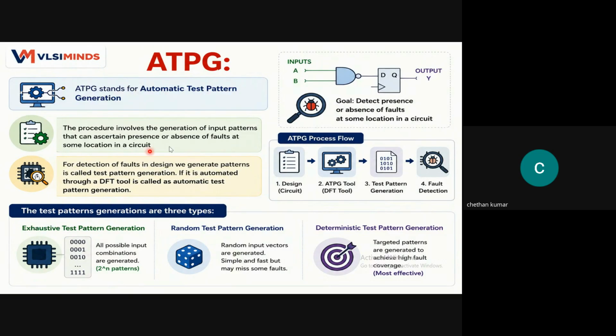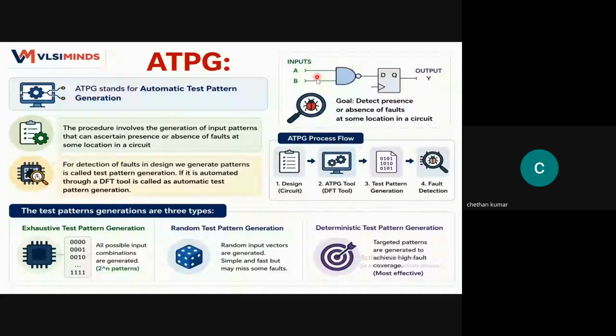So it is the procedure which involves the generation of input patterns that can assert the presence or absence of faults at some locations. For example, that pattern should tell us whether there is a fault or no fault. If we are getting what we expected, then there is no fault. If we are getting something different from what we expected, then there is a fault.